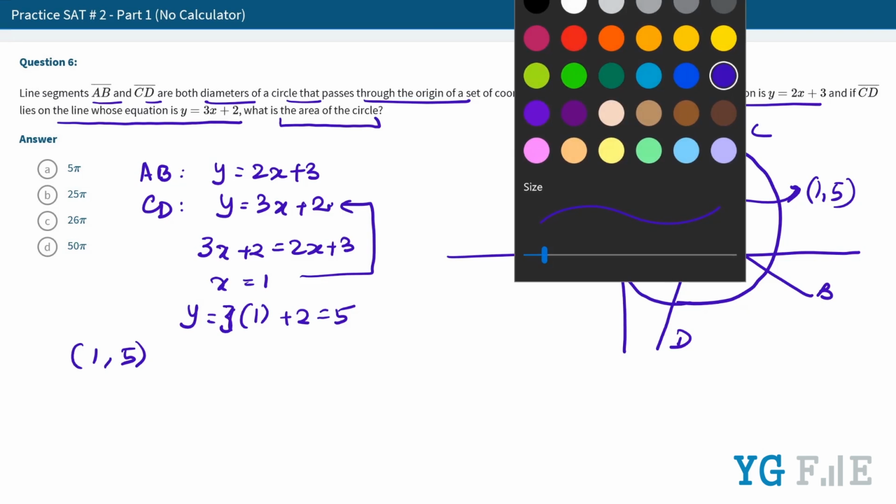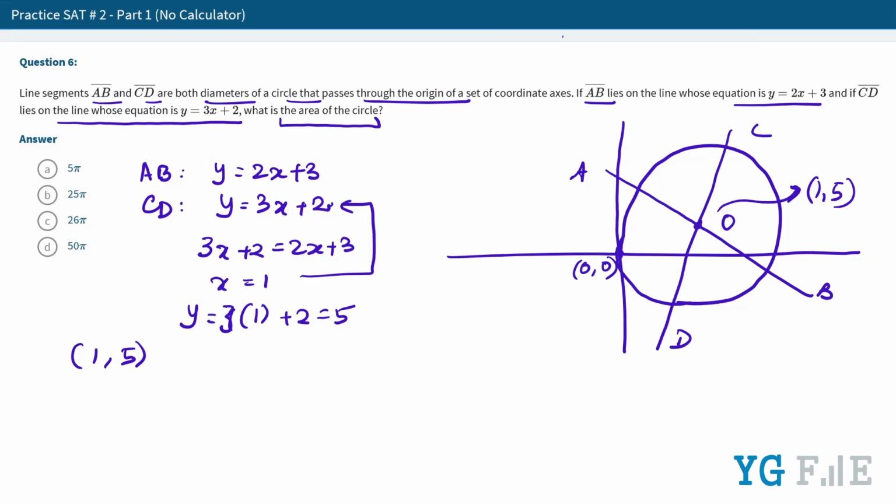Now we need to find the distance, because in order to calculate the area we need to find the radius. So the radius is simply the distance between the center and the origin, and we should recall that the distance formula between any 2 points (x1, y1) and (x2, y2) is the square root of (x2 minus x1) whole square plus (y2 minus y1) whole square.